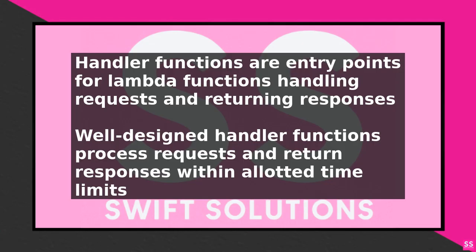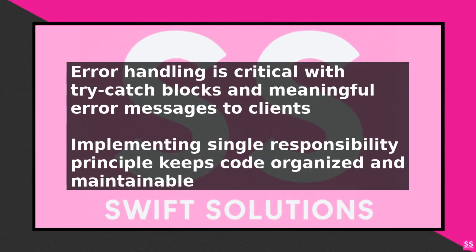In terms of best practices, it is recommended to follow the single responsibility principle, which states that each Lambda function should have a single, well-defined responsibility. This approach helps to keep your code organized, maintainable, and scalable. Additionally, you should use environment variables to store sensitive data, such as database credentials or API keys, and avoid hardcoding them in your code.